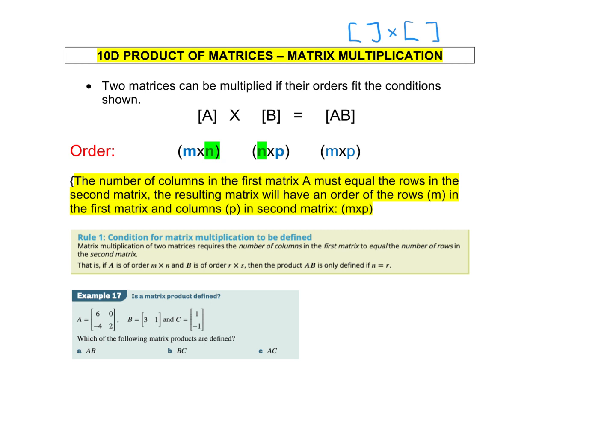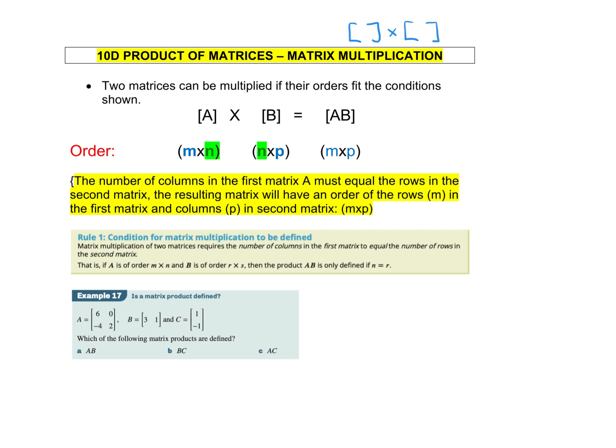So you can't multiply any matrix with another. It's not always possible. What you have to do is look at the order of the matrices. And also the one that comes first, the order of which one you're saying you're multiplying, like post-multiplying, is also important.